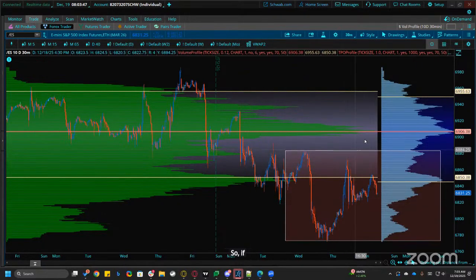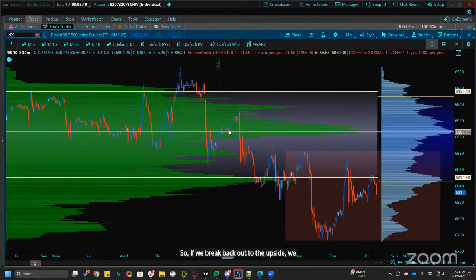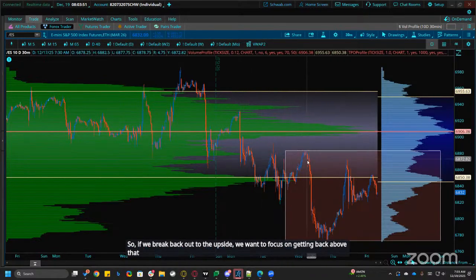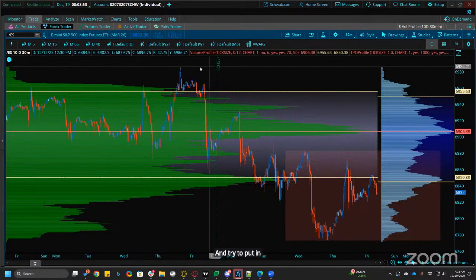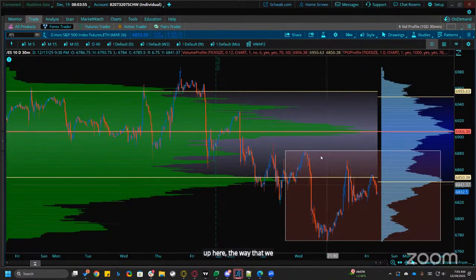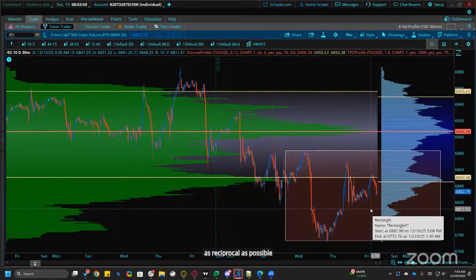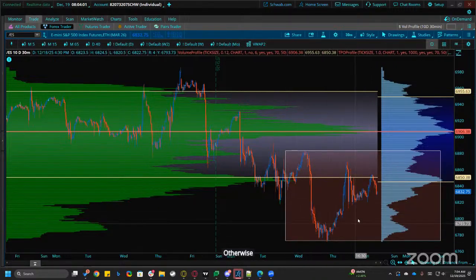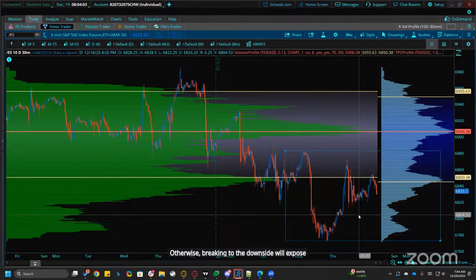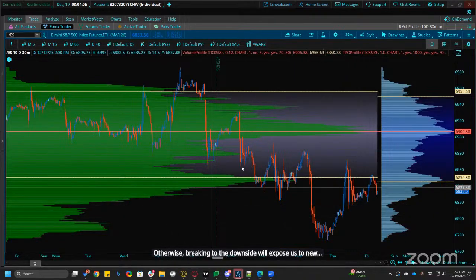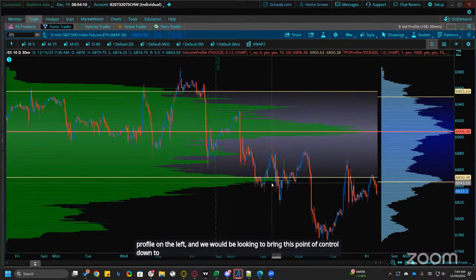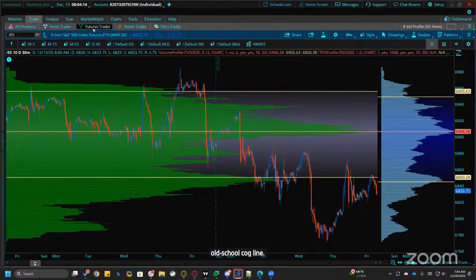So if we break back out to the upside, we want to focus on getting back above that point of control and try to put in some work up here the way that we did down here, right? We want to try to keep this as reciprocal as possible. Otherwise, breaking to the downside will expose us to new profile on the left, and we would be looking to bring this point of control down to this 68.42 old school cog line.